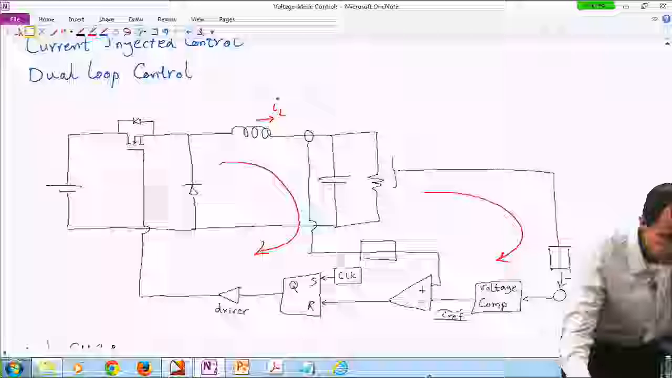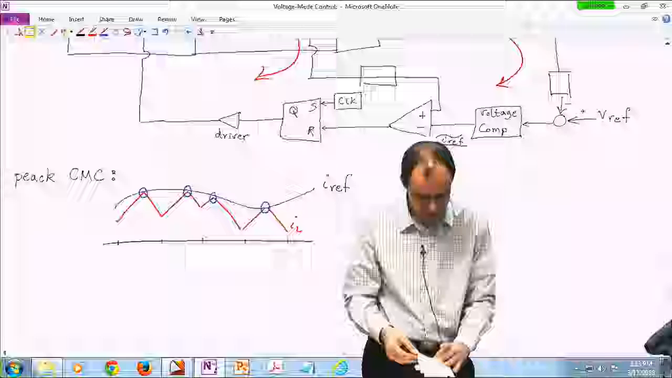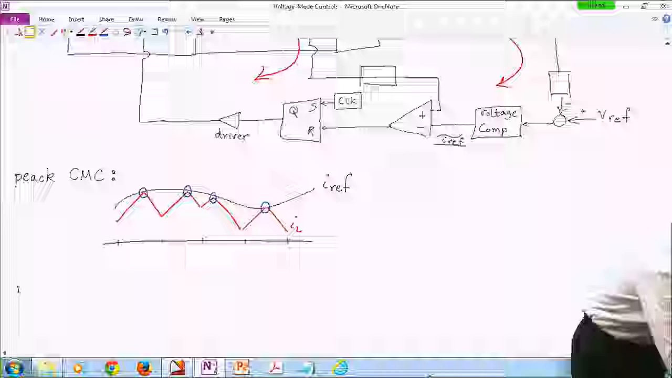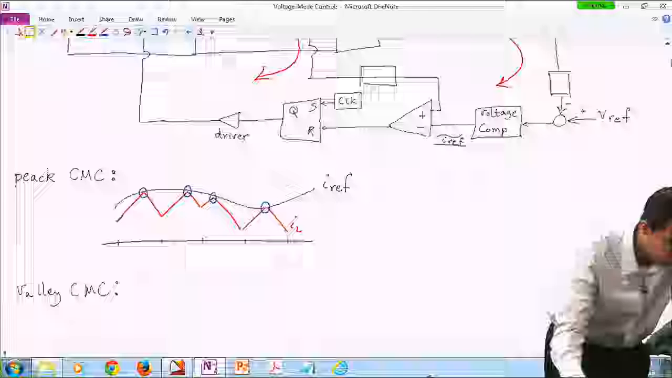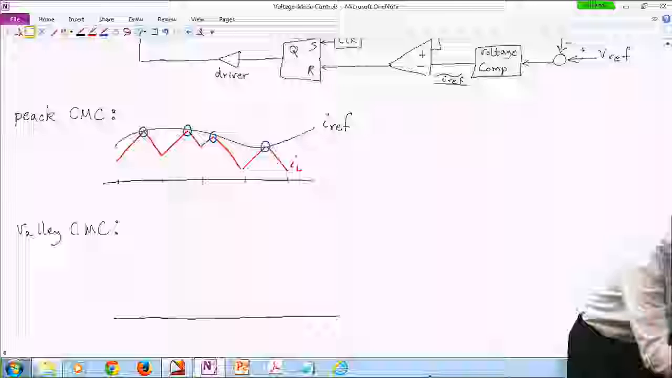All right. Another way is kind of the opposite of this, which is called valley control. Okay, valley current mode control, instead of controlling the peak, this time we are controlling the minimum value of the inductor current.